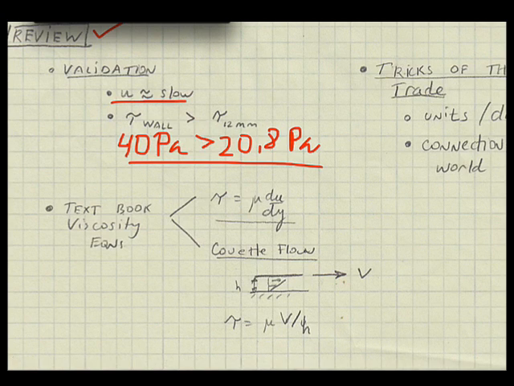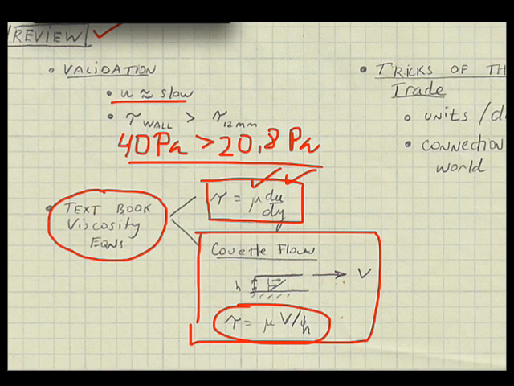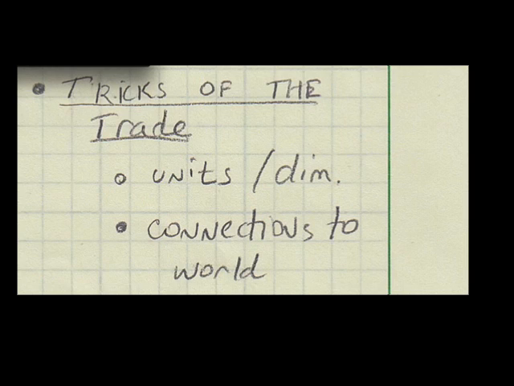When we solve textbook problems with the viscosity equation, there are two types of problems. Type 1. Two of the three variables are given in this equation, and we solve for the third. Type 2, the problem involves a Couette flow, and we use this expression along with other equations to solve the problem. Two tricks of the trade.